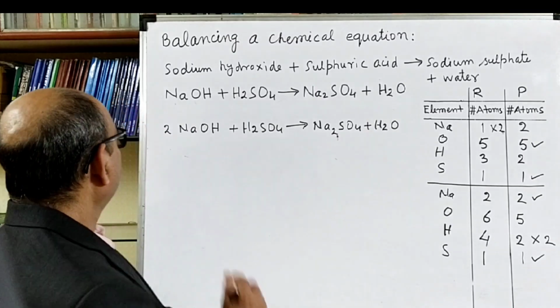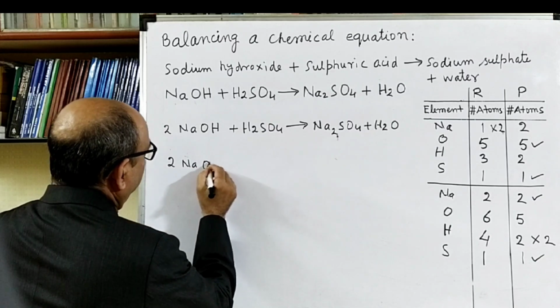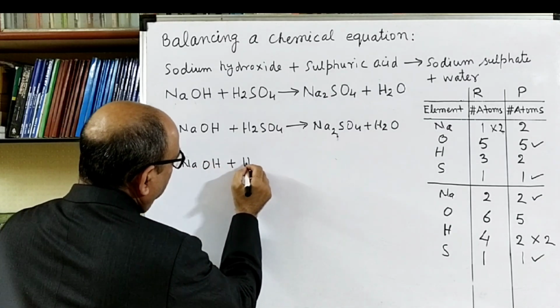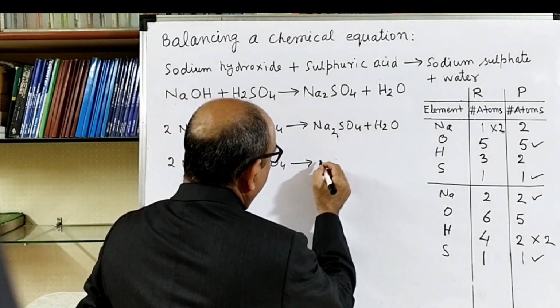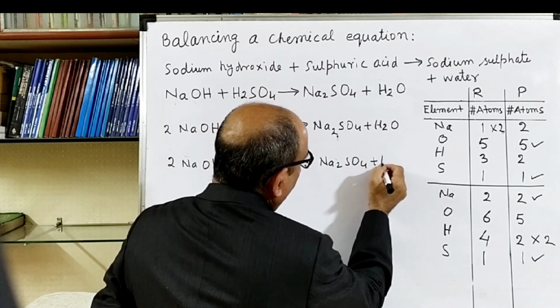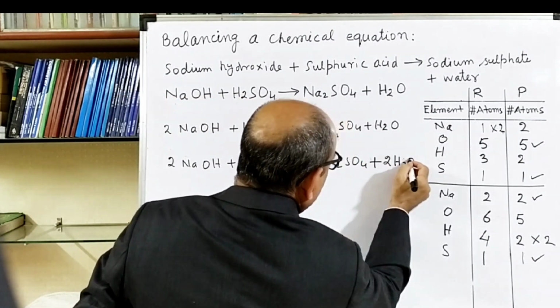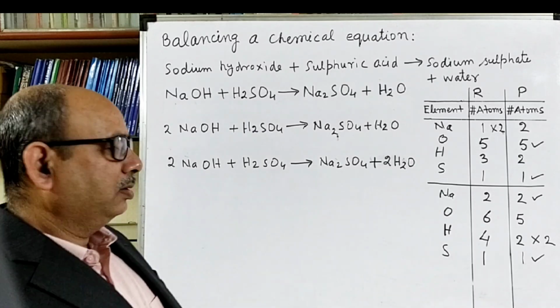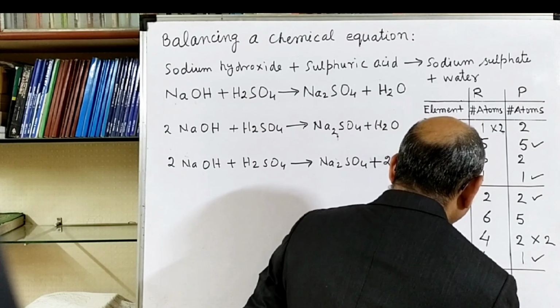Hydrogen is here. So 2 times NaOH plus H2SO4 gives Na2SO4 plus, we will multiply it by 2, 2 times H2O.